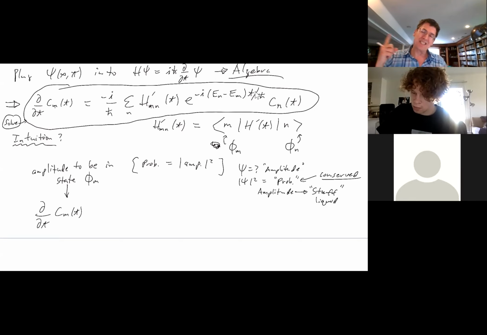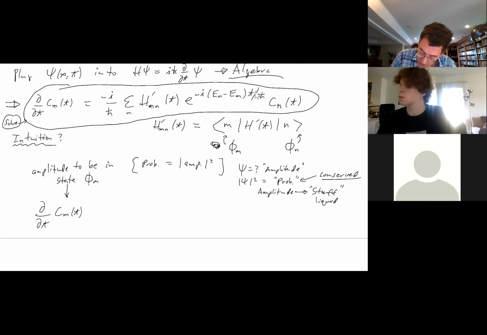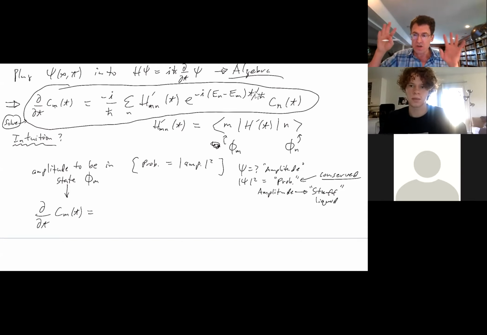Amplitude is not actually conserved, but let's not get into these nuances. I want you to think of amplitude like stuff, and I'm going to try to make that a little bit more clear. This is all touchy-feely, intuitive, hand-waving discussion right now. When that part is done, we will then dive into the equations and solve them. But before that, I want to do a little touchy-feely part.